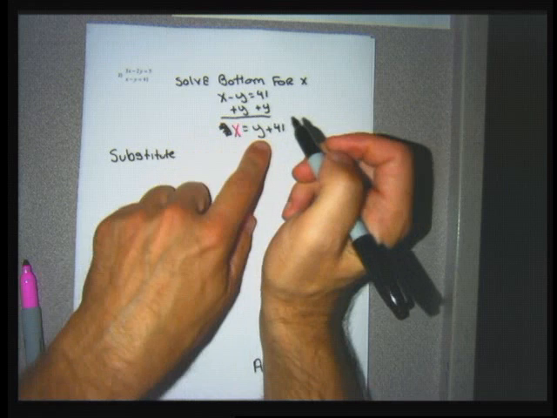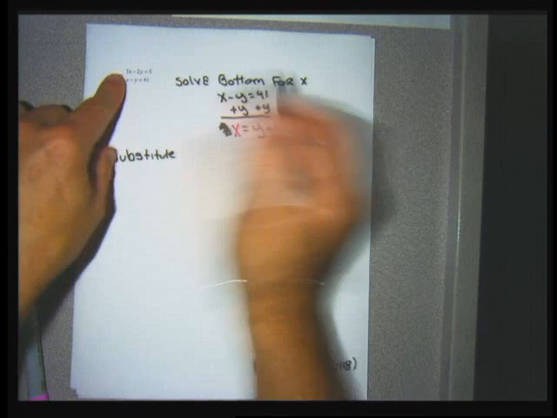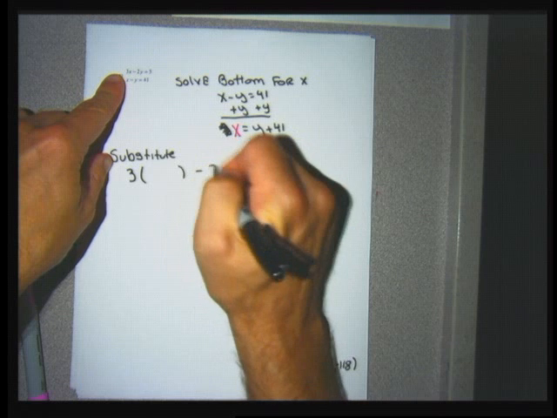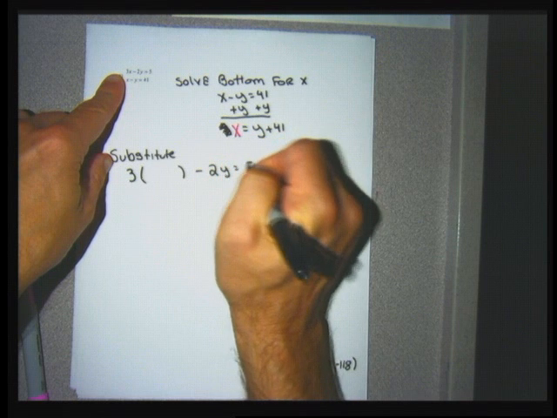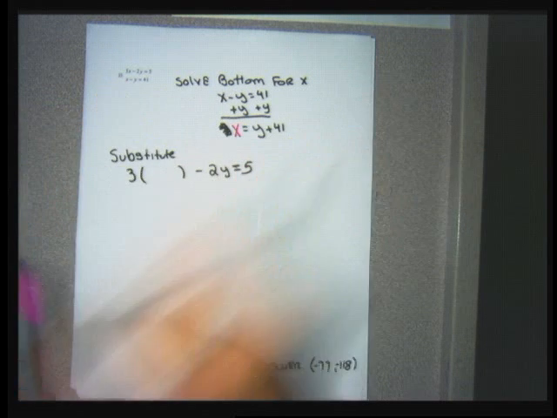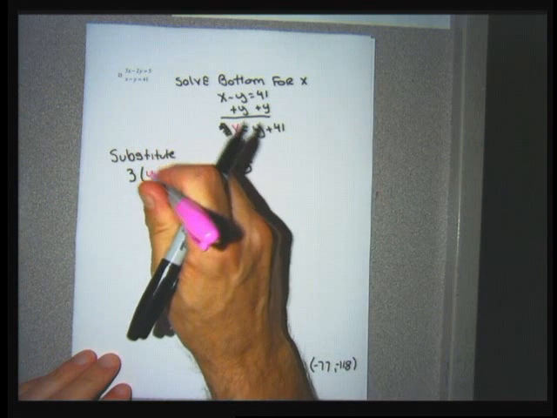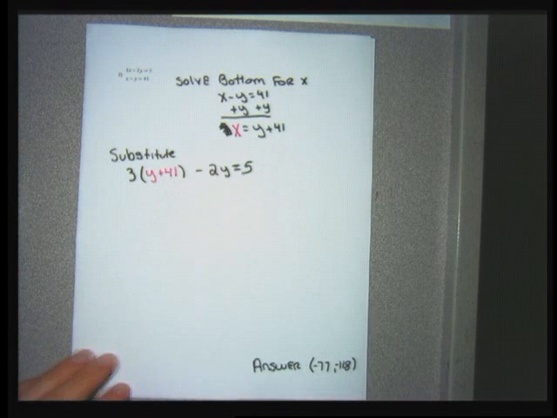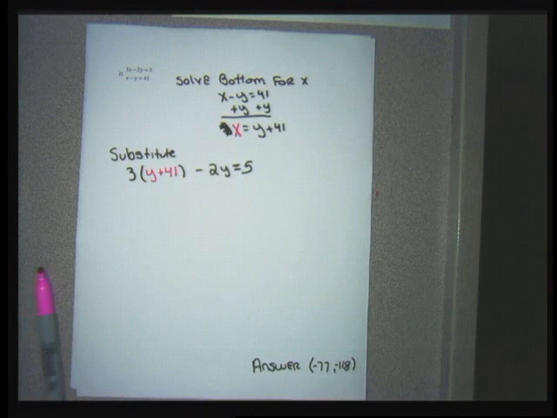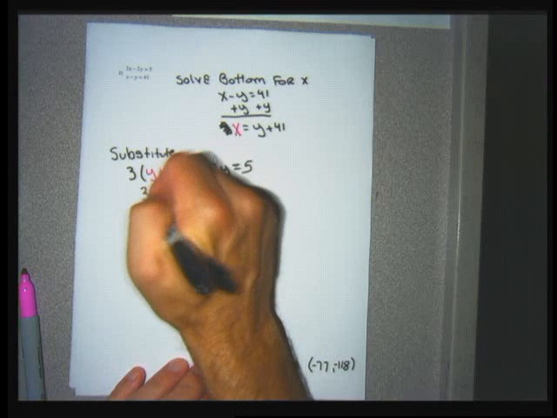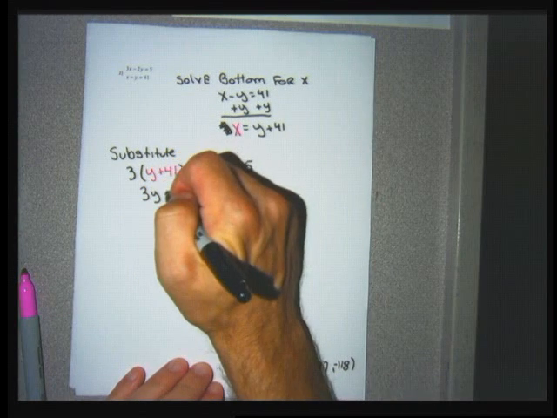So I'm going to put a y plus 41 for the top x. So I'm going to go 3 parentheses minus 2y equals 5. And in the parentheses, I'm going to put a y plus 41 because that's what x is equal to where the solution of the system of equations exists. I'm going to clear the parentheses. 3 times y is 3y. 3 times 41 is 123.